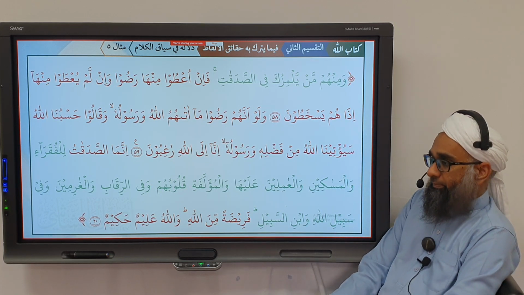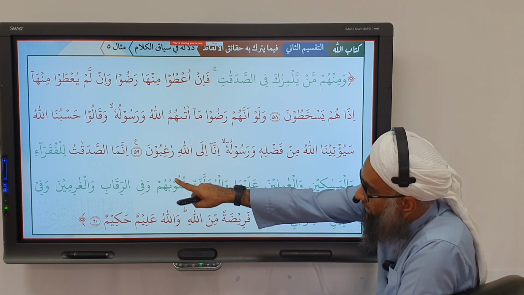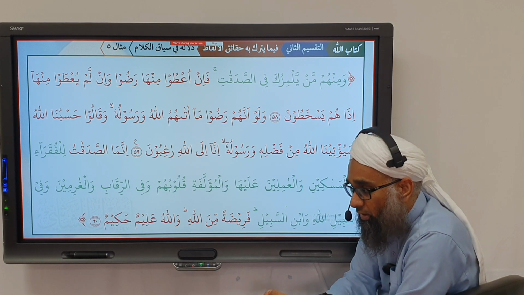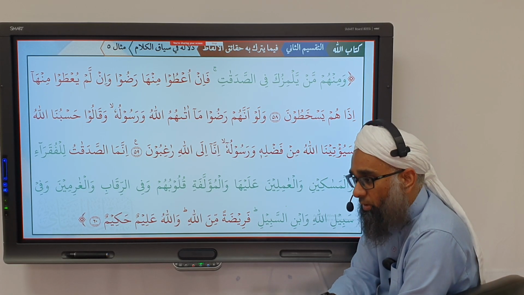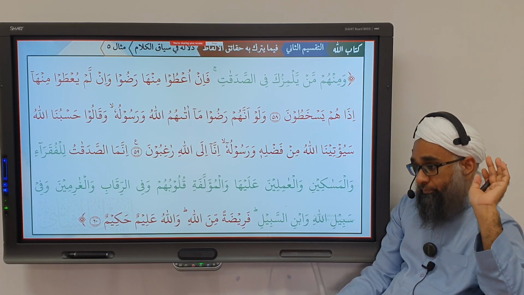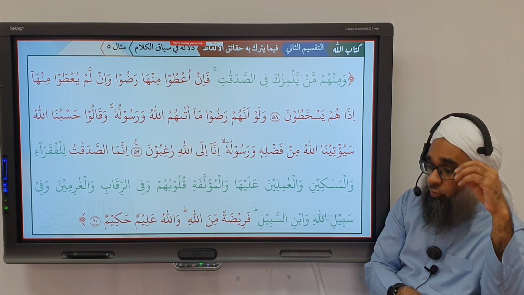There's another example. In this verse, Allah subhanahu wa ta'ala says, verse number 60, إِنَّمَا الصَّدَقَاتُ لِلْفُقَرَاءِ. Sadaqah is for the fuqara, the masakin, the amil alayha, wal mu'allafati qulubuhum wa fi riqab wal gharimin fi sabilillah wa ibn al-sabil. Correct? So when we have this mas'ala, that the sadaqah is for the fuqara.